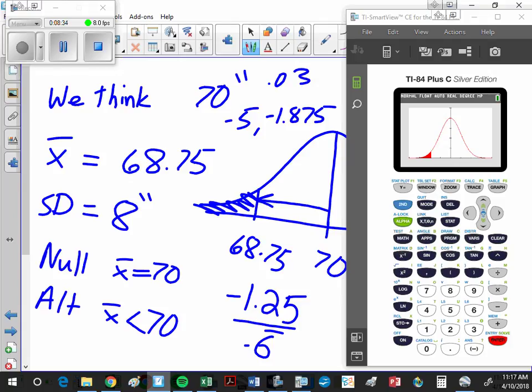So my area is smaller than 5%, so I reject the null and I say no. We think that 70 is wrong. We think the true average is less than 70. And here's what we say: the average height at Emory High is significantly less than 70 inches.